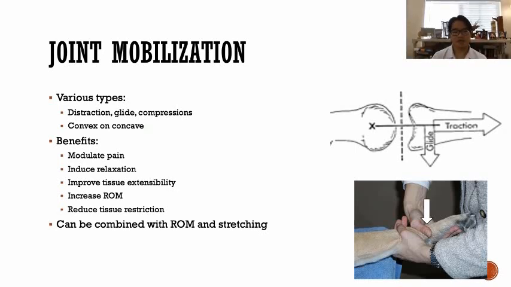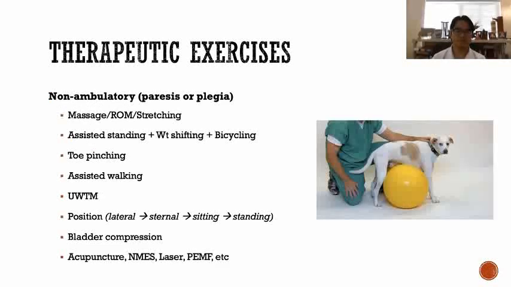It also induces relaxation, improves tissue extensibility and range of motions, especially when you are using grade 3 and grade 4 mobilizations, and also reduces tissue restrictions. It can be combined with range of motion and stretching. So you can do range of motion, stretching, a couple minutes of joint mobilizations, and back to range of motion, stretching, and joint mobilizations, for example.